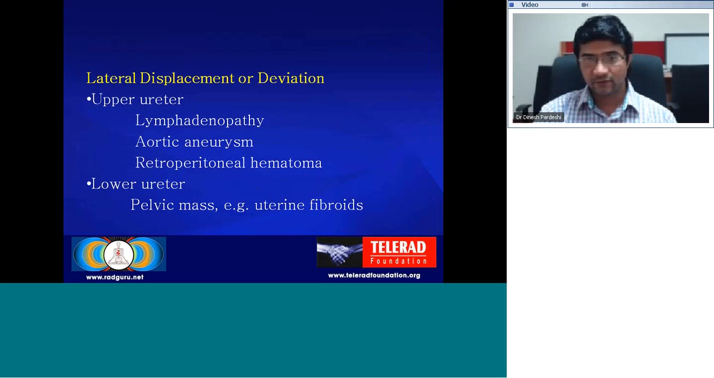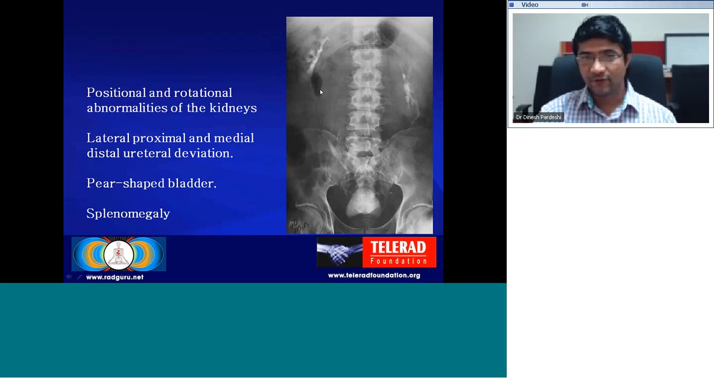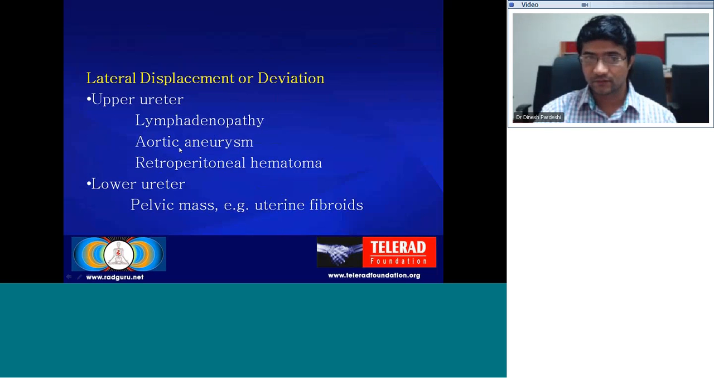Similarly, there will be lateral deviation. So when will we suspect the lateral deviation? Instead of going over the outer half of the transverse processes of the lumbar vertebrae, when the ureter lies more than 1 centimeter beyond these, then we should suspect the lateral deviation. Again, there are many causes of the lateral deviation, like lymphadenopathy or pelvic masses or retrocaval.